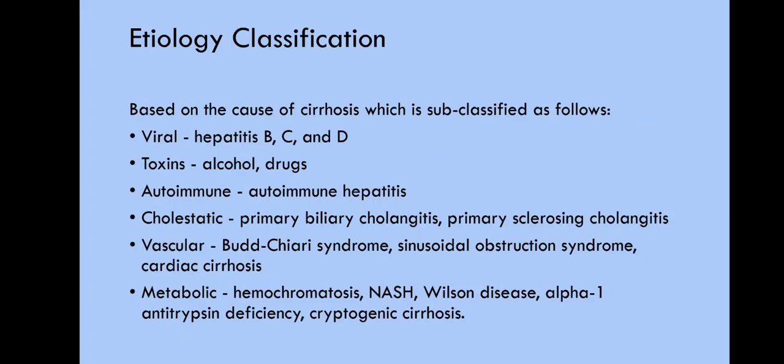Then etiological classification. This is based on the cause of liver cirrhosis, which is subclassified as follows. Viral, due to hepatitis B, C, and D; toxins, due to alcohol and drugs; autoimmune hepatitis; cholestatic, which is primary biliary cholangitis, primary sclerosing cholangitis. Then vascular, we have Budd-Chiari syndrome, sinusoidal obstruction syndrome, cardiac cirrhosis. Then metabolic, we've got hemochromatosis, non-alcoholic steatohepatitis, Wilson disease, alpha-1 antitrypsin deficiency, and cryptogenic cirrhosis.